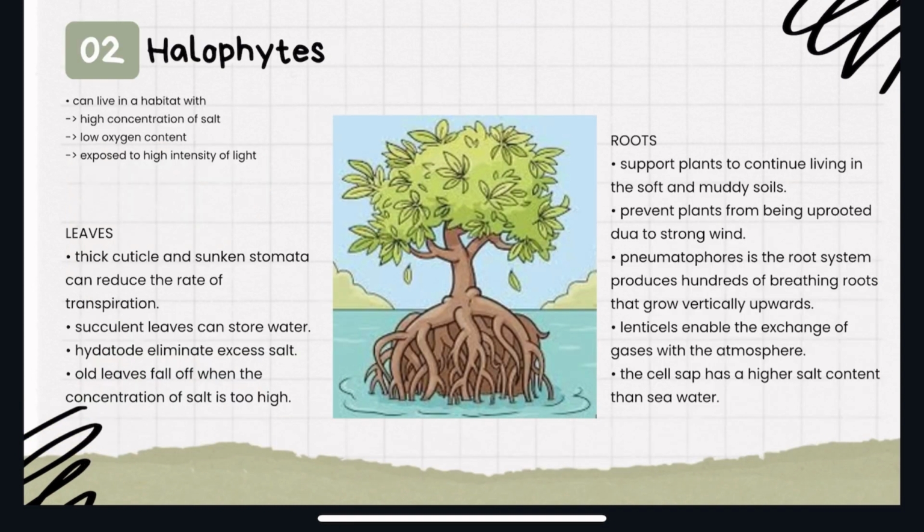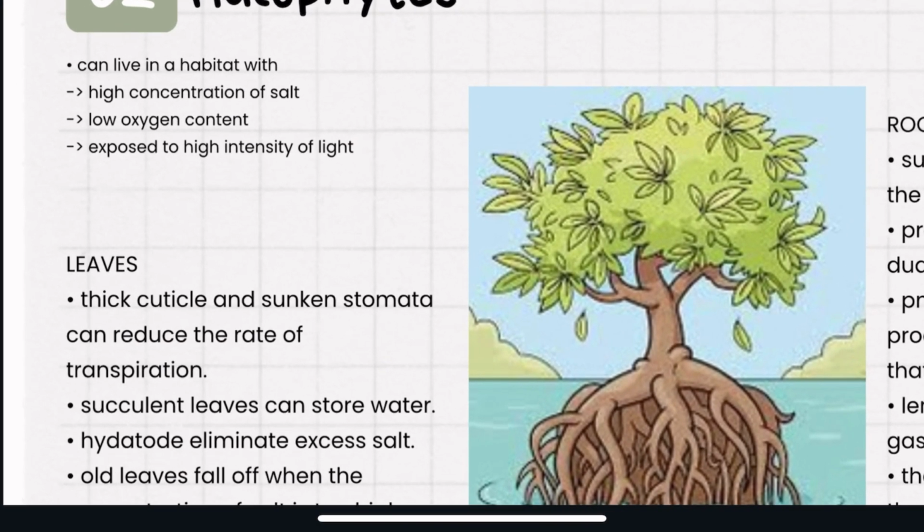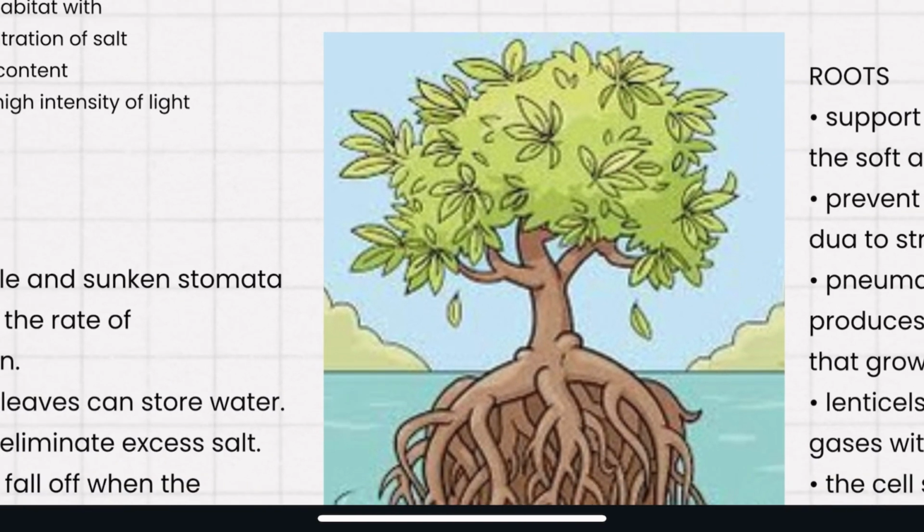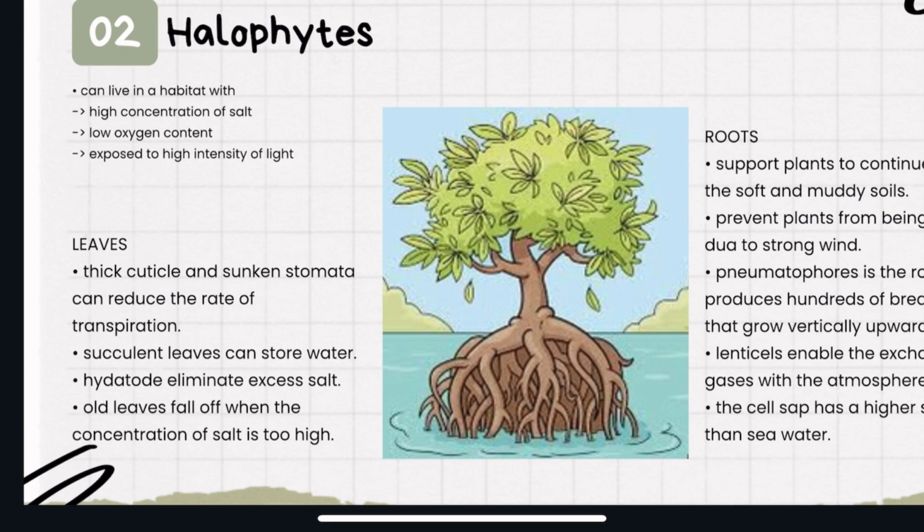Next, for halophytes. Halophytes live in habitats that have a high concentration of salt. They have low oxygen content, and the last one is that they are exposed to high intensity of light. For the example, we have a mangrove tree. This is a mangrove tree.